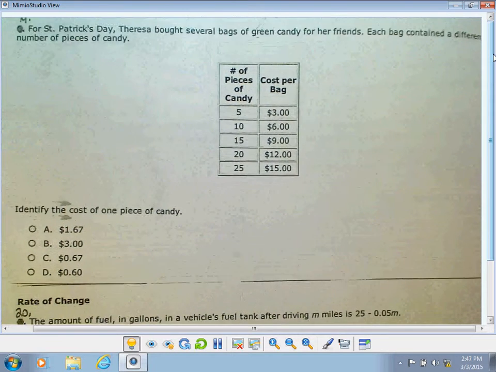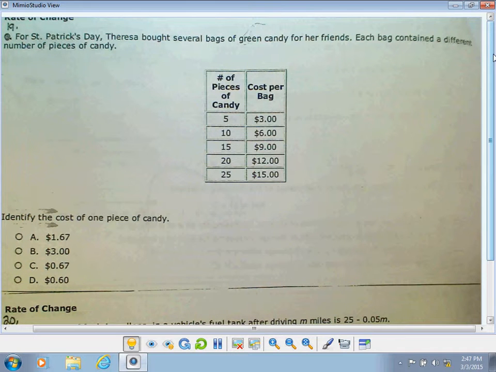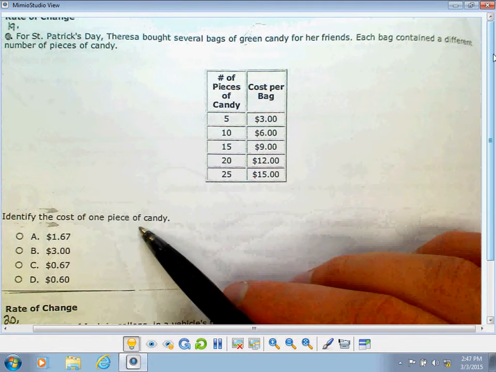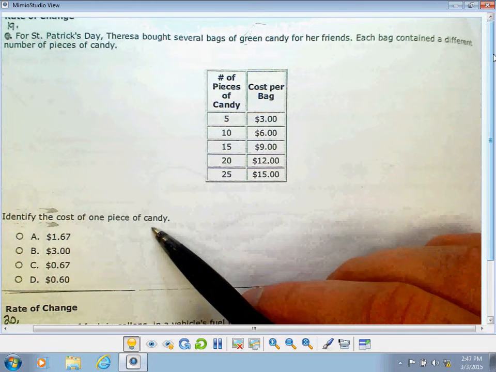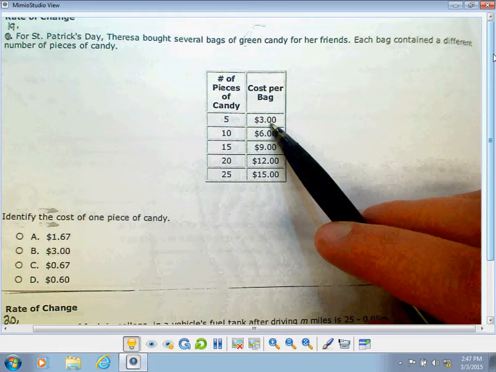Okay, number 19 is probably the easiest rate of change problem you'll ever see, but I've seen this on the Keystone, so I'm hoping this is a really easy one. It goes through and tells you all about how she bought several bags of candy, and they contain different numbers of pieces of candy. It says identify the cost of one piece of candy. In the first bag she bought, there were 5 pieces, and it cost $3.